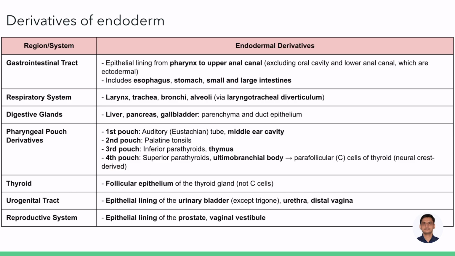Ultimobranchial body forms the parafollicular C cells of the thyroid, but these are neural crest derived. Endoderm also forms the follicular epithelium of the thyroid gland, except the C cells which are derived from the neural crest. Endoderm also lines the urogenital tract, that is the epithelial lining of the urinary bladder, except the trigone, urethra and distal vagina. It also lines the prostate, vaginal vestibule.